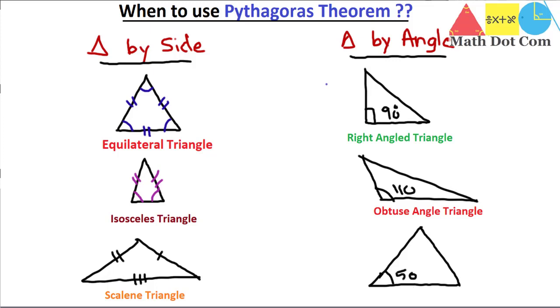Like one is of 50 degree, another is of 56 degree, and another is of 74 degree. Keep this in mind. The sum of all the 3 angles should be equal to 180 degree in a triangle. So this is an acute angle triangle. So these are the 6 types of triangle. Now let's see Pythagoras theorem is applicable on what kind of triangle.